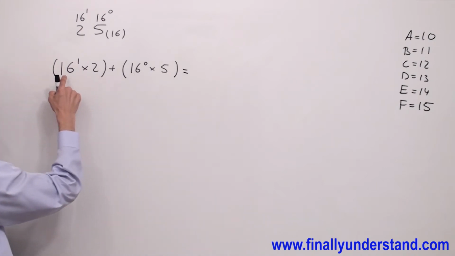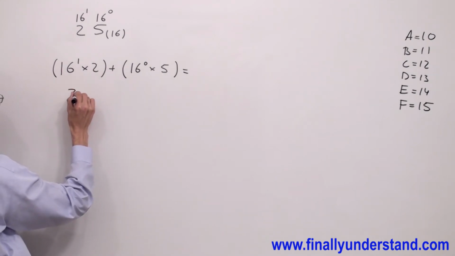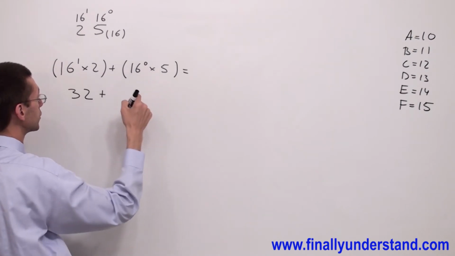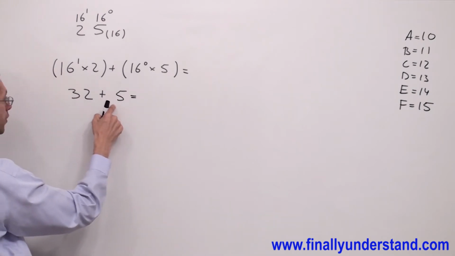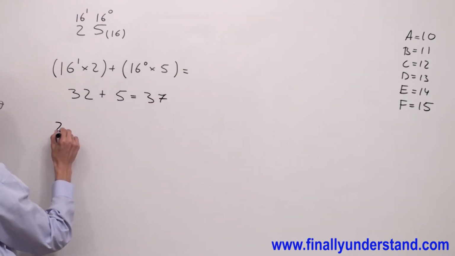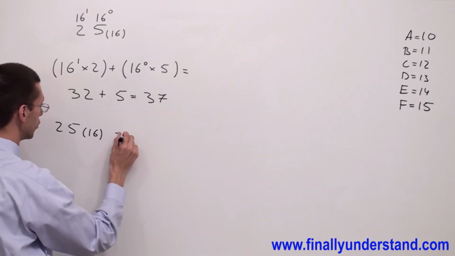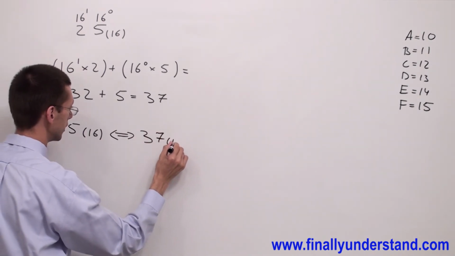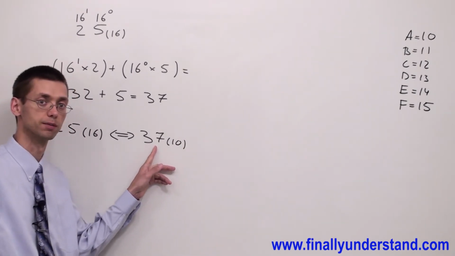This is equal to 16 to the first is 16, times 2 is 32, plus 16 to 0 is equal to 1, 1 times 5 is 5. 32 plus 5 is equal to 37. So we can say that 25 in hexadecimal system is equivalent to 37 in decimal system. So 37 is the solution to my problem.